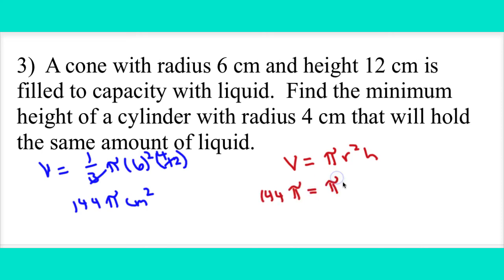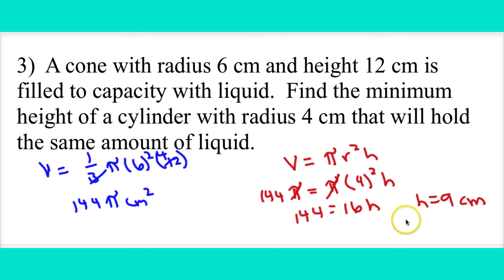And we're told that the radius is 4 centimeters, so I have 4 squared times the height. So I divide both sides by pi, and then I'll have 144 equals 16h, and dividing both sides by 16 gives me that h is 9 centimeters.